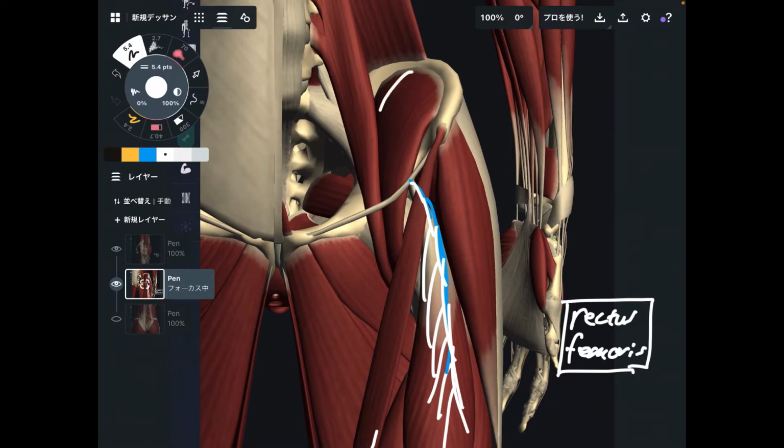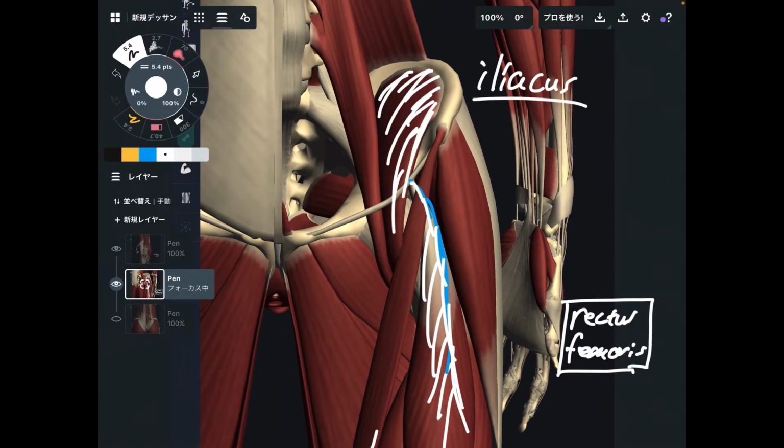Next muscle is this one. This is iliacus. Iliacus, that originates from pelvis. That makes sense. This muscle does anterior tilt. Wait a minute, how about psoas? Psoas unites with iliacus and it becomes iliopsoas. Doesn't psoas do anterior tilt?